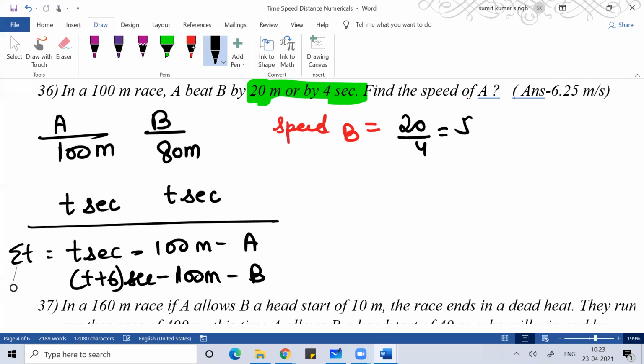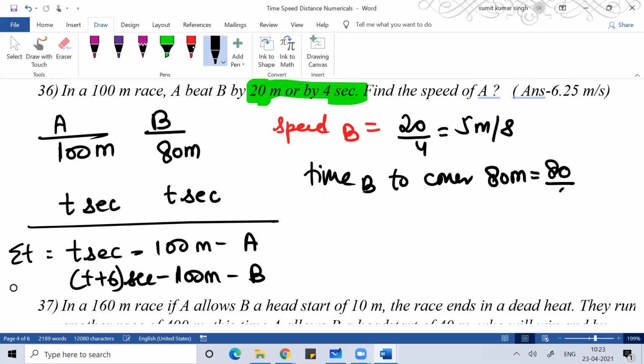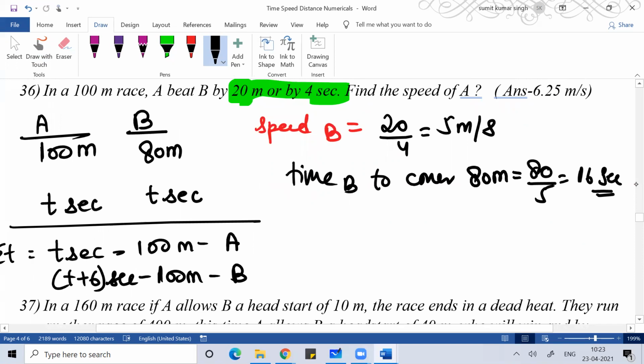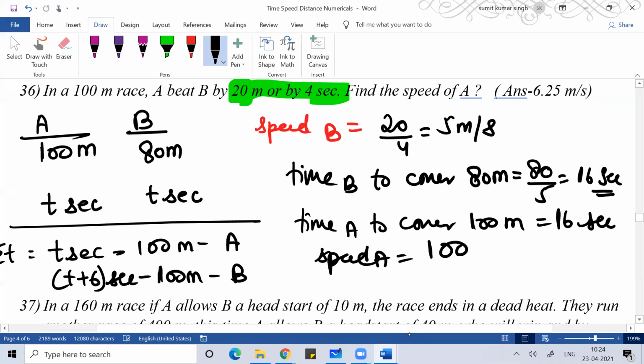With that you can find the speed of B: 5 meter per second. Now you can find the time taken by B to cover 80 meter. That would be 80 by 5, which is 16 seconds. In the time in which B has covered 80 meter, in the same time A has covered 100 meter. So the time A takes to cover 100 meter is also 16 seconds. So what is the speed of A? The speed of A will be 100 by 16, which is 6.25 meter per second.